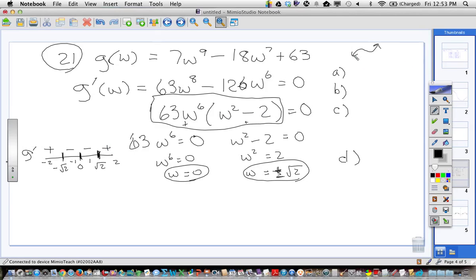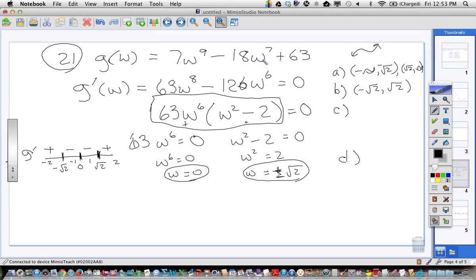So let's answer the question. A, where is G increasing? -infinity to -√2 and √2 to infinity. Where is G decreasing? -√2 to √2. And we don't include those endpoints ever when we're doing the chart stuff.